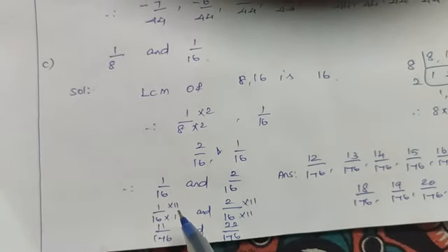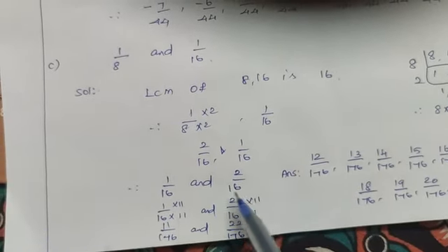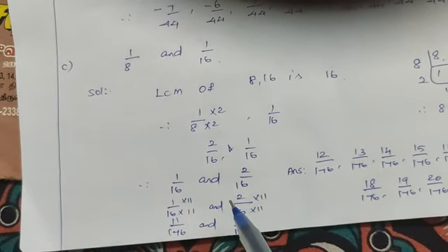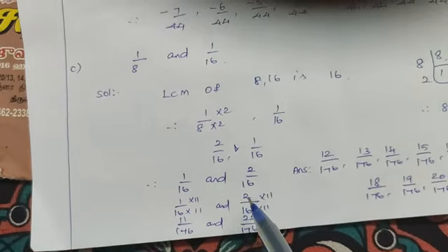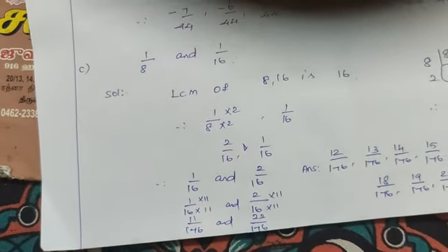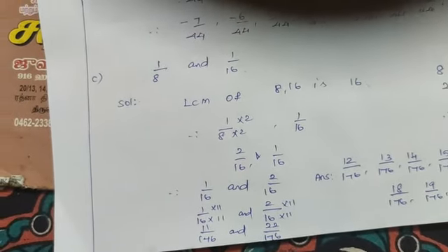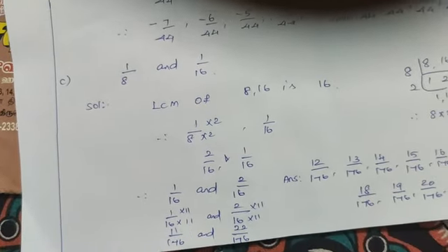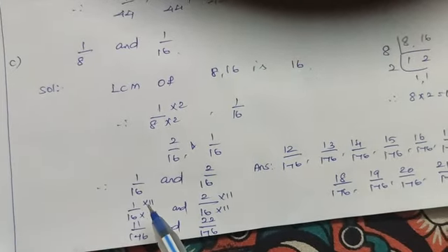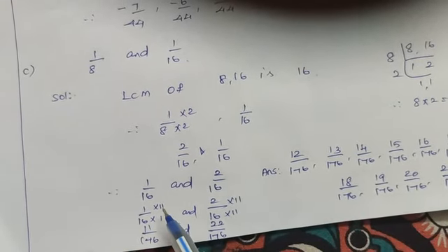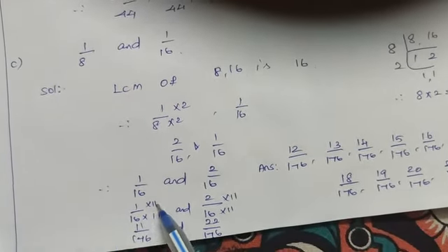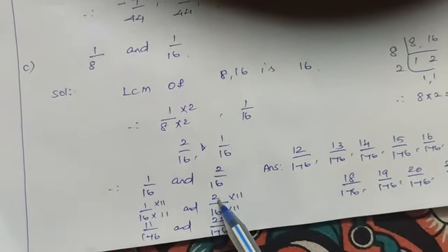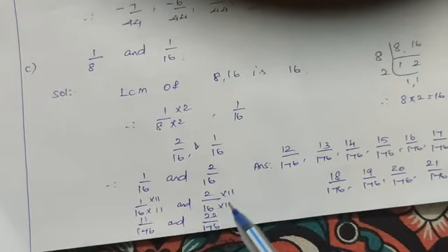Now if you multiply by 10, 10 and 20, in between 10 and 20 we have only 9 numbers. So for that you can multiply by more than 10. So 11, 20, 30 you can multiply, or 100 also you can multiply. So just multiply. So here I multiplied by 11: 1 into 11, 11, 16 into 11, 176. Here 2 into 11, 22, 16 into 11, 176.